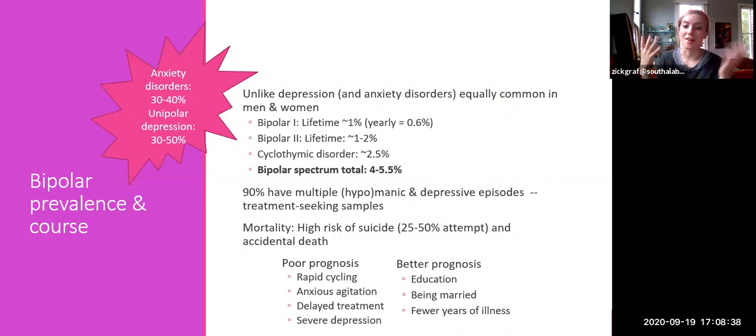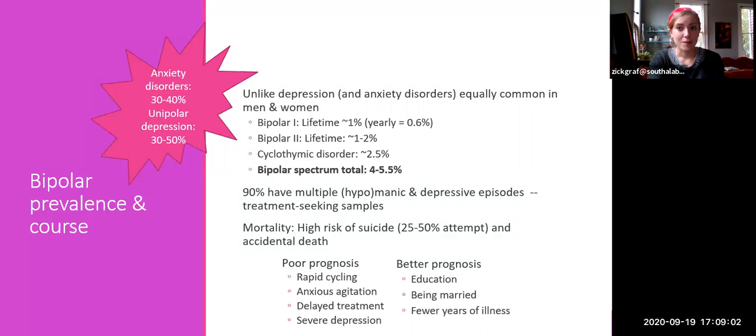But I was going to say these are some of the same protective factors that predict a better prognosis in schizophrenia too. The idea is that the more access to treatment you have, the more coping resources, the more cognitive resources you have before the disorder hits you, and the shorter the duration of symptoms, the better off you'll be.